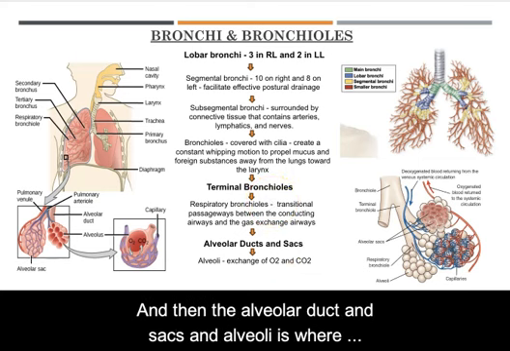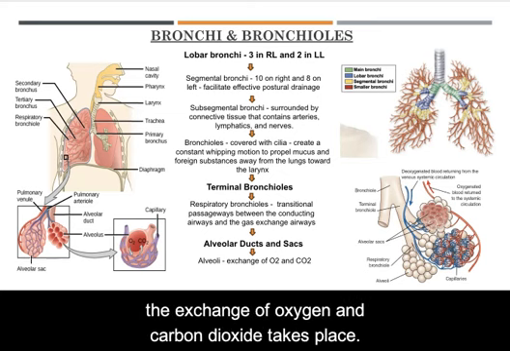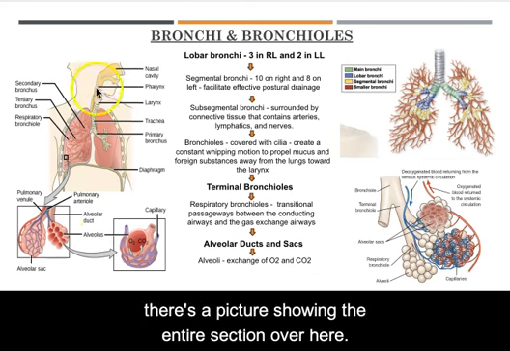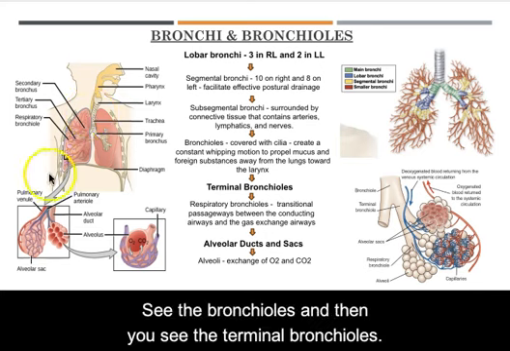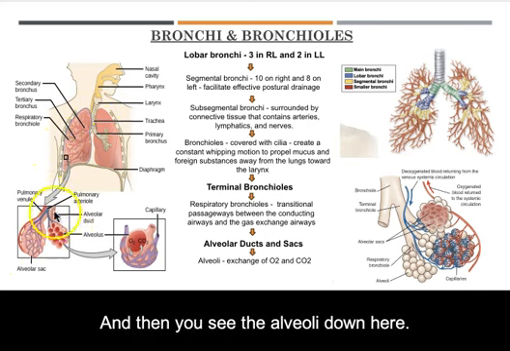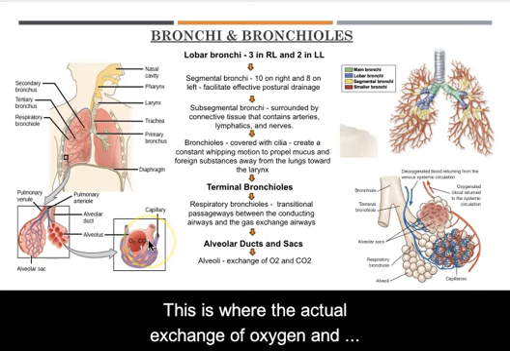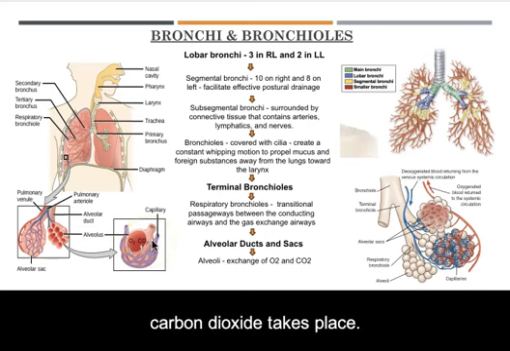And alveoli is where the exchange of oxygen and carbon dioxide takes place. If you notice here, there's a picture showing the entire section over here. See the bronchioles, and then you see the terminal bronchioles, and then you see the alveoli down here. Those are those little tiny sections right here. So this is where the actual exchange of oxygen and carbon dioxide takes place.